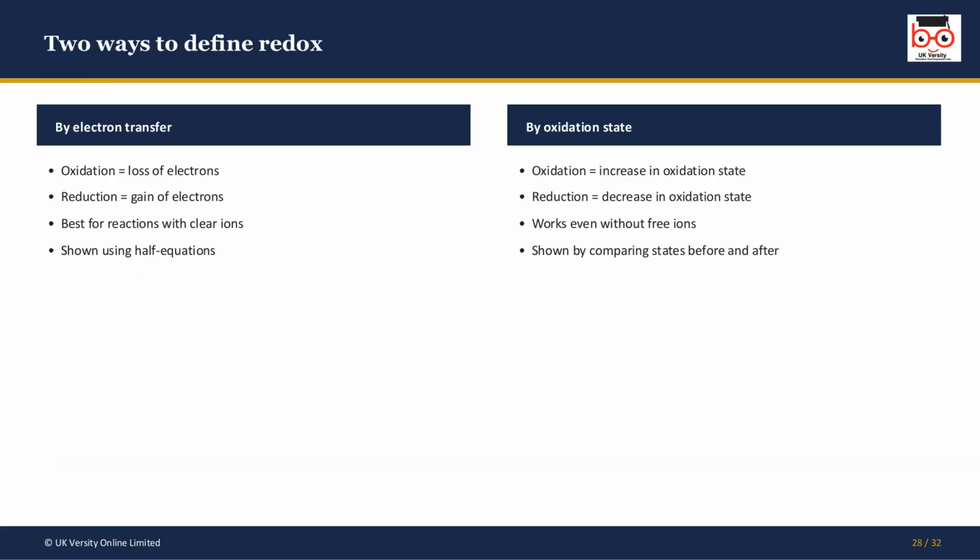Let's bring the 2 definitions of redox together. By electron transfer, oxidation is the loss of electrons, and reduction is the gain, which works best for reactions with clear ions and is shown using half equations. By oxidation state, oxidation is an increase in oxidation state, and reduction is a decrease, which works even when there are no free ions, and is shown by comparing the states before and after. 2 viewpoints, the same underlying chemistry.